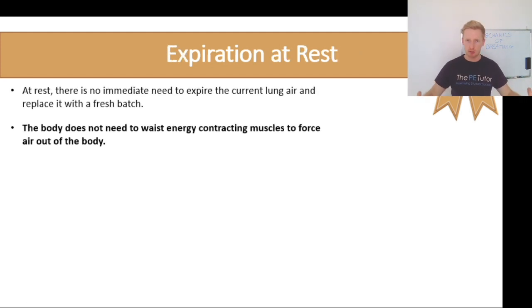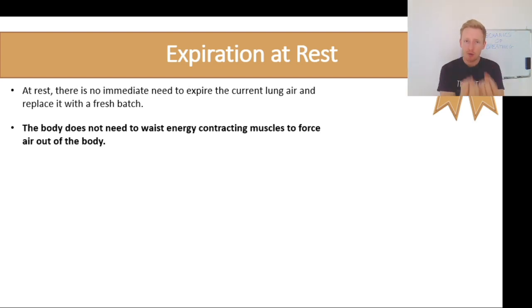So expiration, how do we achieve that? Well, we've already said that the rib cage needs to move down and in. At rest, because we've just lifted the rib cage up and out, we've got gravity on our side. At rest, we haven't got working muscles demanding high amounts of oxygen all the time, so we don't need that much air coming in and out of our body. We don't need pulmonary ventilation to be working too hard.